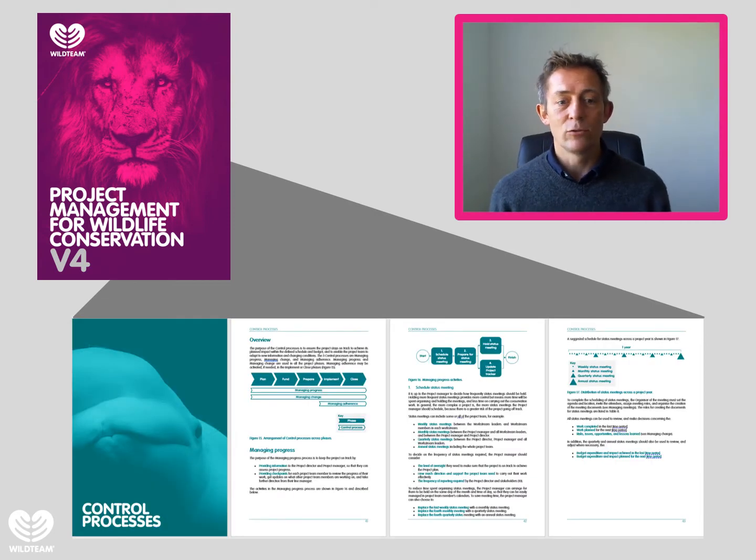The next section is called control processes, and these are the processes you carry out as a manager or as a team to make sure your project has the best chance of keeping on track. And there's 2 control processes. One is managing progress. That's kind of like business as usual. Everything's going fine. You have status meetings, you make status reports. It's very straightforward. Everyone knows what's happening.